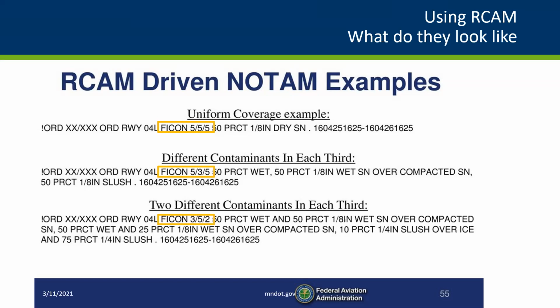The second example, we see a 5, 3, and 5. Now this particular one, we see we got a different contaminant in the middle there with 50% 1/8 wet snow over compacted snow, which is bringing that code down to a 3. So as a pilot, I would say, well, I'm going to land in that first third. So I want to use good braking action in that first third, because as I roll into the middle of your runway, my braking action is going to be noticeably reduced. So I want to take advantage of that first third.